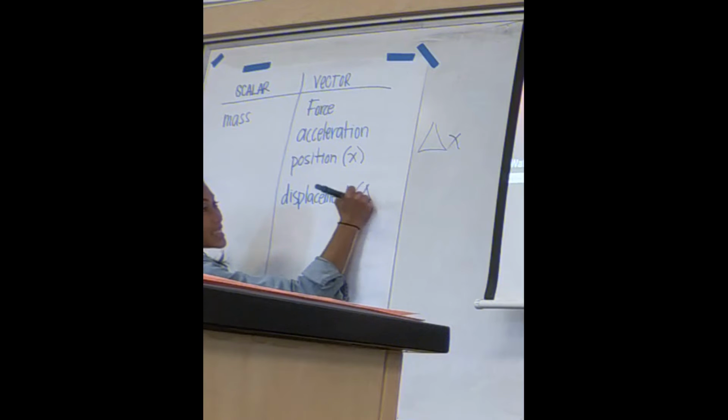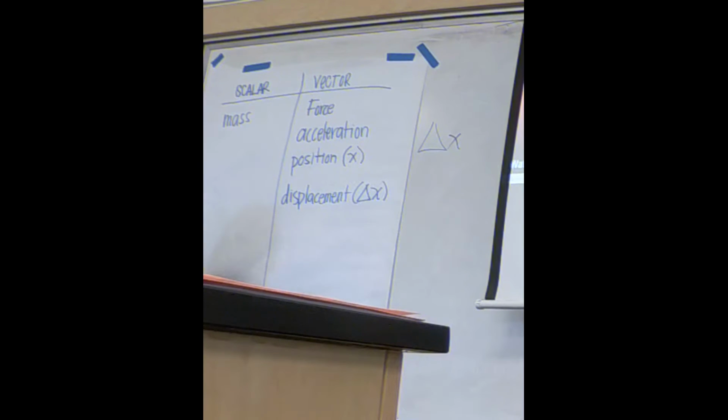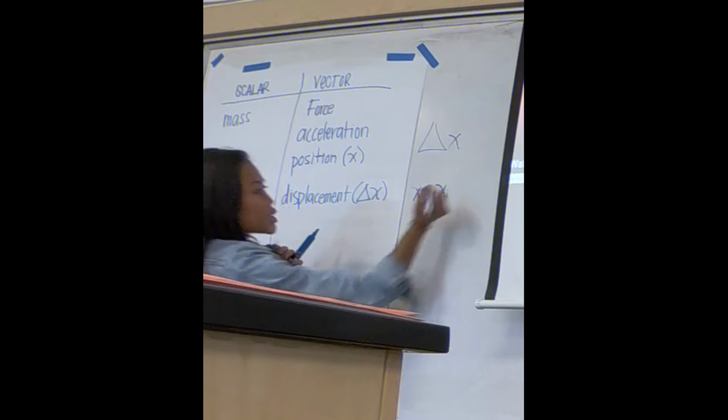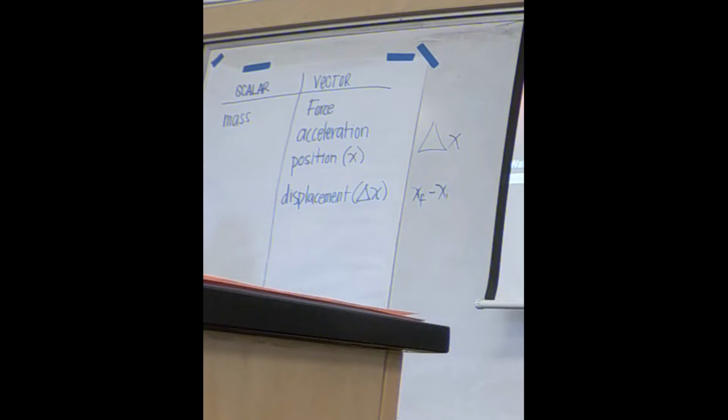I'm going to represent it by delta x. Basically, it's the final position, x final, minus the initial position. You just take the subtraction between the two. That's part of your position time homework tonight, so you want to pay attention closely.